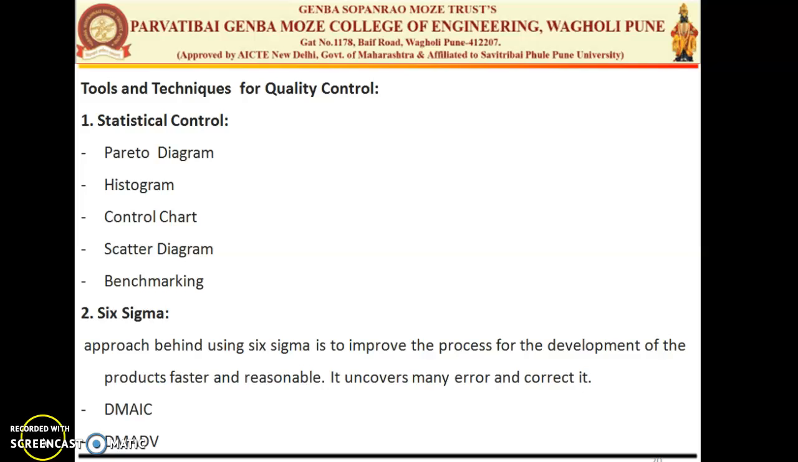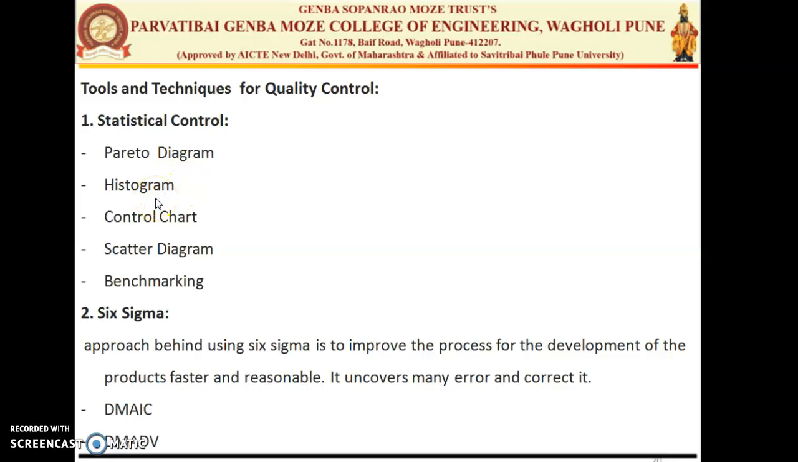So these are five different types of statistical control used in projects for quality control. First is the Pareto diagram, that means the ordered bar graph showing the number of defects and their causes, ranked by the frequency. Second is the histogram.